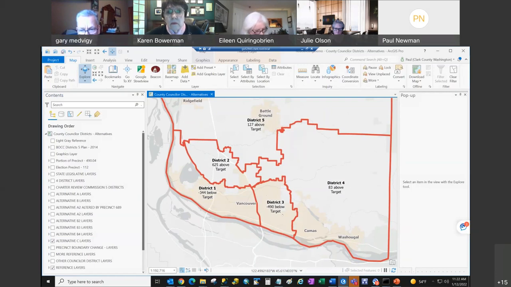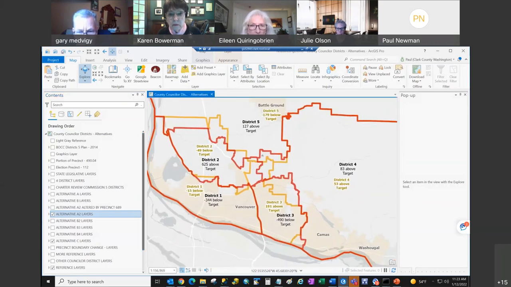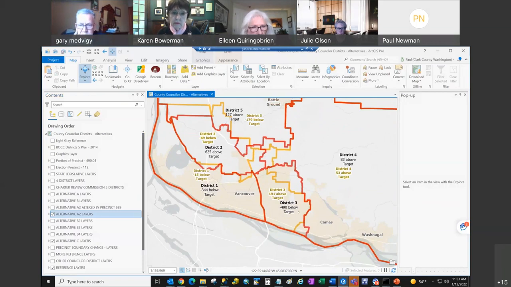And then the trade-off, of course, was to, let me bring up A2 or B. Well, we can compare this to any other. You see the difference, I'll compare this with the other two alternatives. You see that alternative C in red moves District 4 more into the Orchards area, or encompasses Orchards, in order to keep East Side Vancouver in District 3.